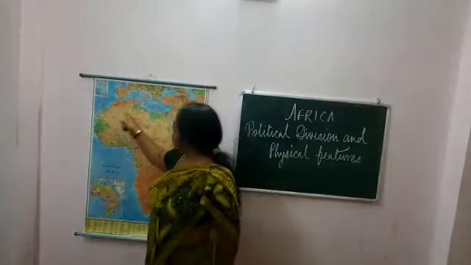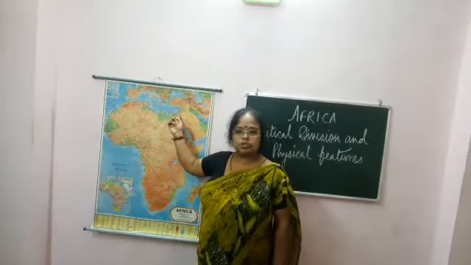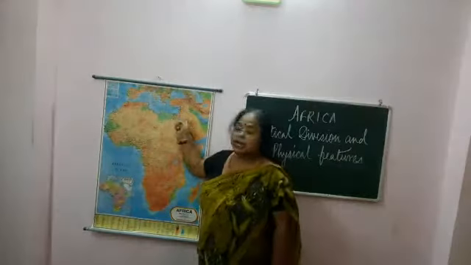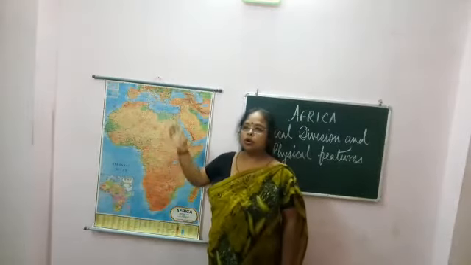Next we will come to the boundaries. In the previous video I already told you, but in short I am saying once again that Africa is surrounded by water bodies on all sides, and the continent is located south of Europe and southwest of Asia. It is surrounded by the Mediterranean Sea in the north, and the Suez Canal and Red Sea. Also the Sinai Peninsula is there to the northeastern side.